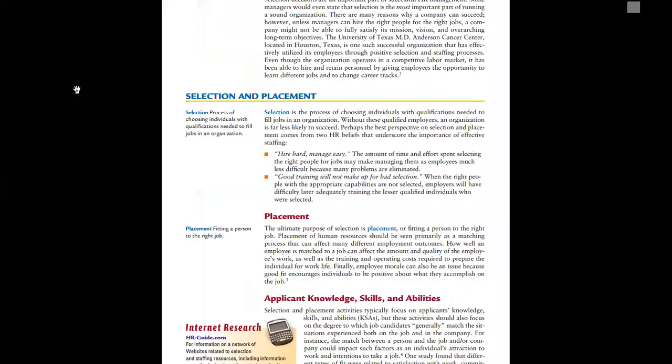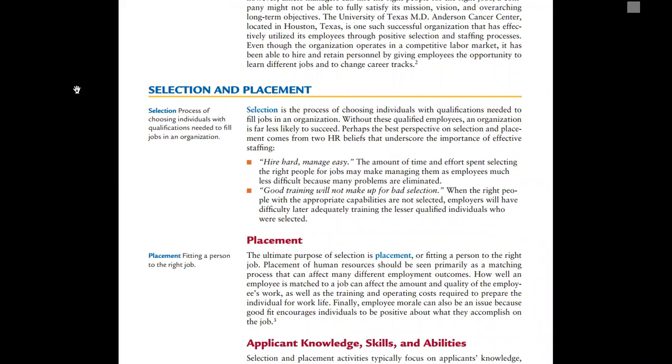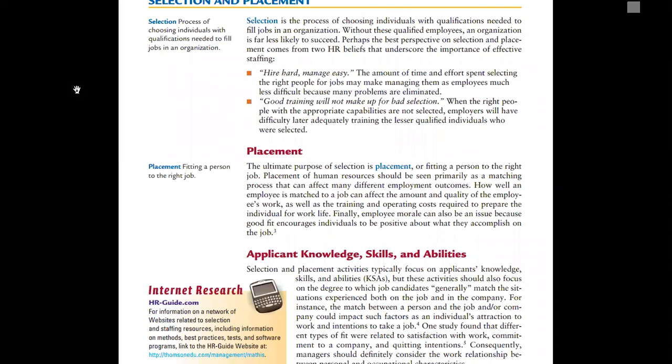So this is a definition of the selection process. In simple words, it means the process of choosing individuals who fulfill the qualifications of the job in the organization. And after that, we do the placement, which is setting the person in the required job. We do this based on the applicant's knowledge, skills, and abilities, that means the KSA or the competencies. So we take the competencies of the candidates and we check whether the competencies match with the requirements of the job.